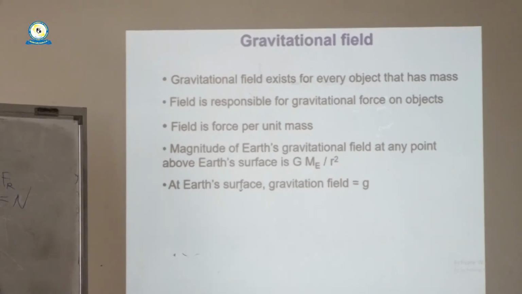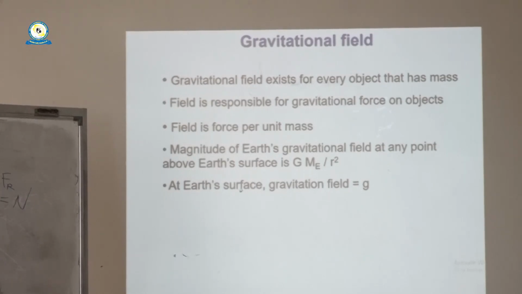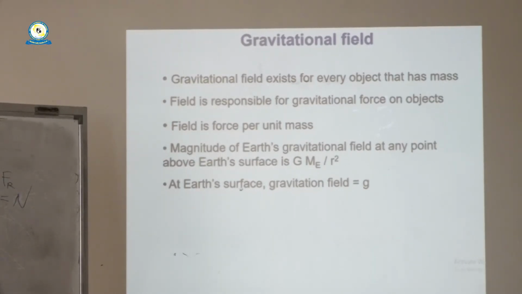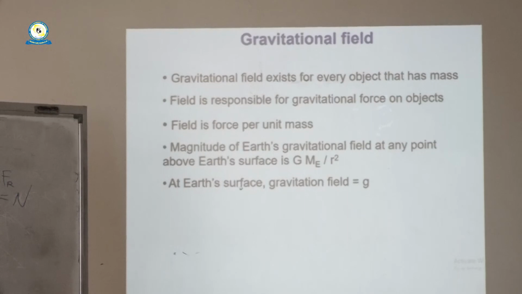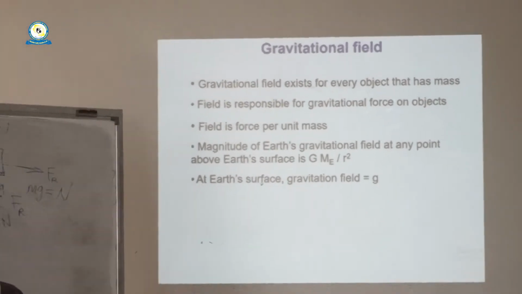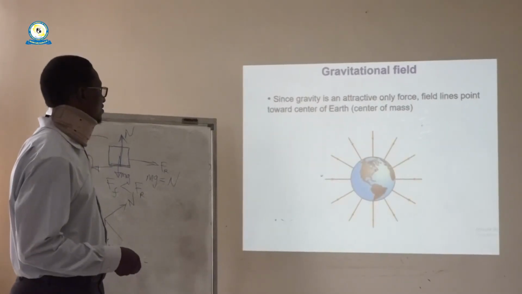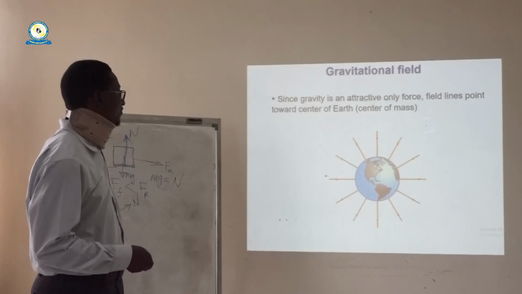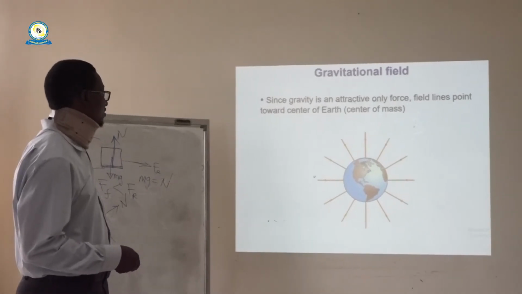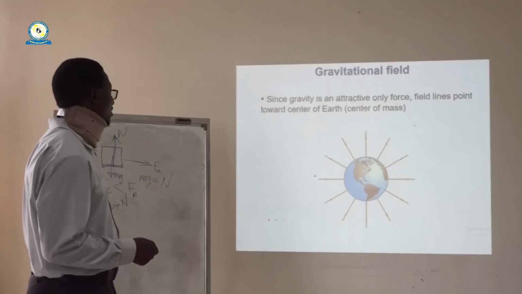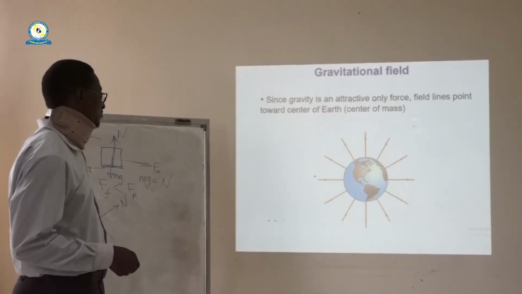Gravitational field exists for every object that has mass. The field is responsible for gravitational force on objects. Field is force per unit mass. The magnitude of Earth's gravitational field at any point above Earth's surface is that much. At Earth's surface, the gravitational field is equal to g. Since gravity is an attractive-only force, field lines point toward the center of Earth, like this one.